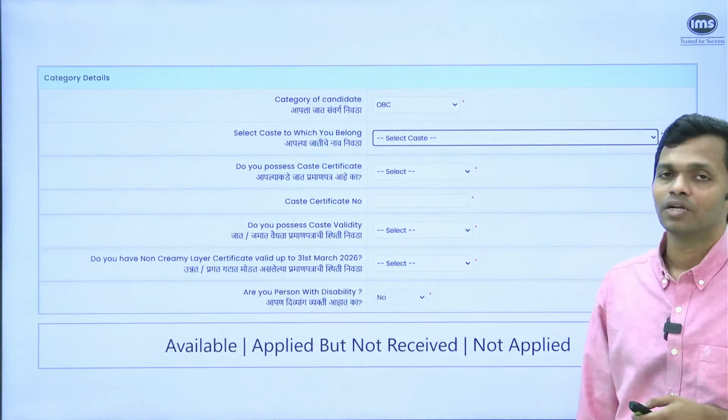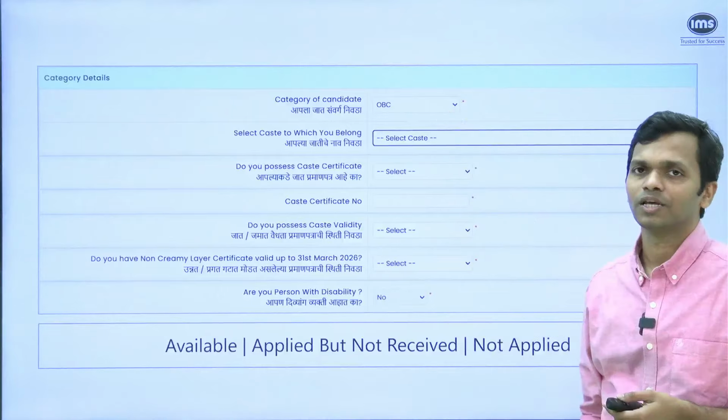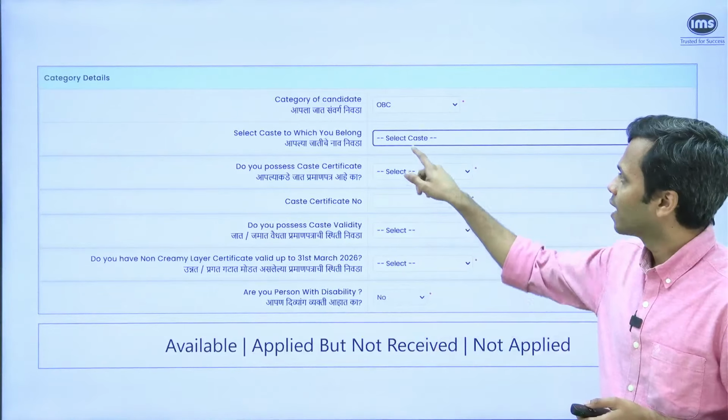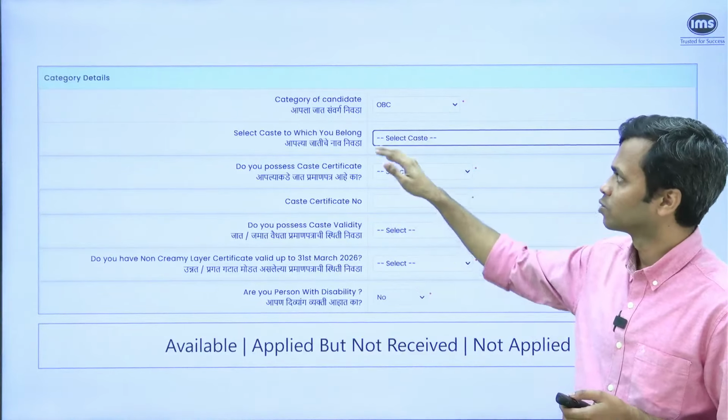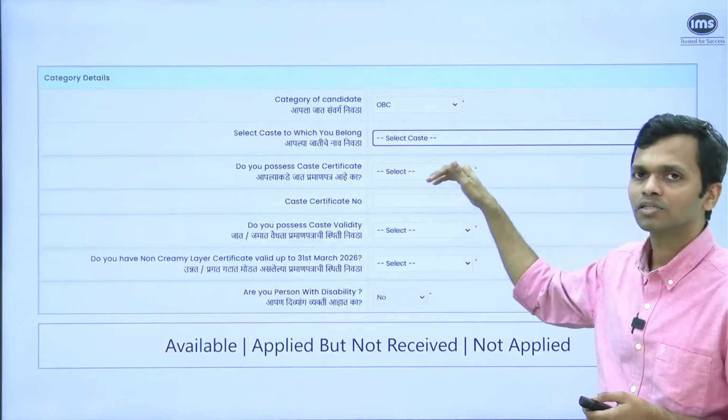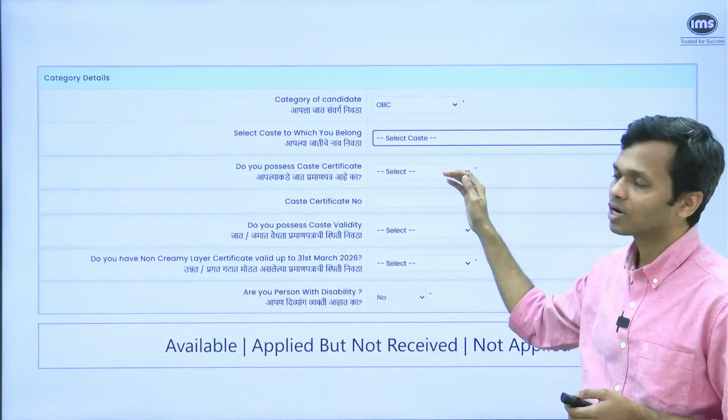Okay, so now what I've done is I've selected a category. For the purpose of example, I've chosen OBC here. And there the follow-up questions are these. So select the caste to which you belong, so which caste within OBC. Then, do you have the caste certificate?